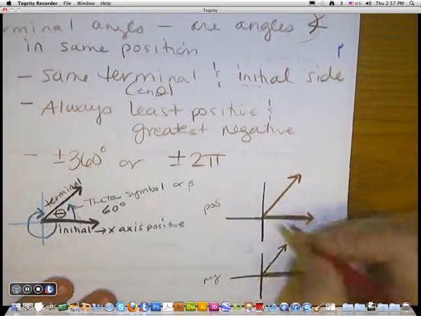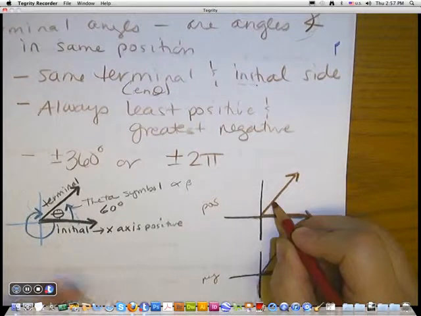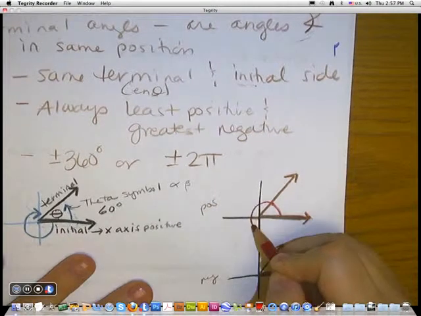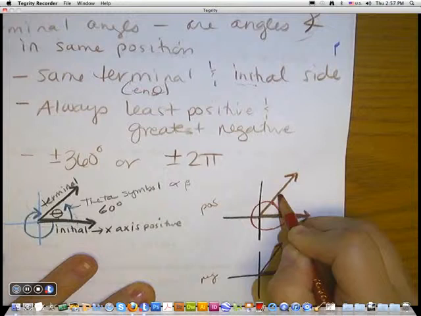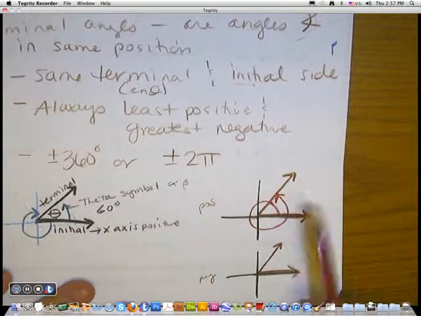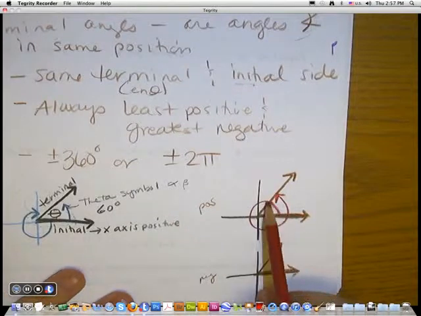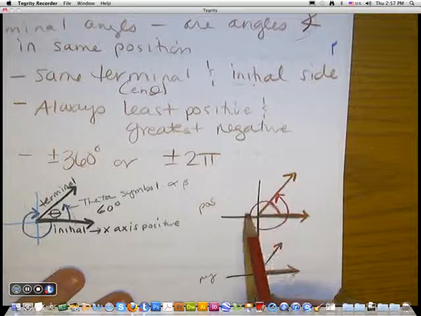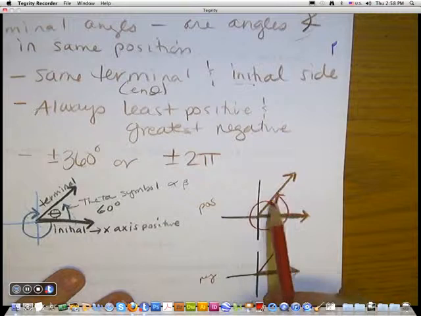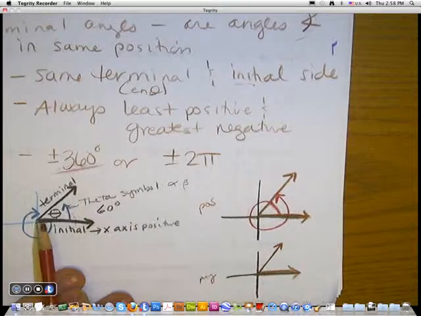So if I'm going to go positively, I'd be going upwards. Well, that's already 60. That's what I started with. So that doesn't count. So I got to keep going until I get back to where I want to end. So what happens here is that I went 60, but that was my original. So I had to go all the way around in order to end back at that 60. Well, to go all the way around means I have to add 360.